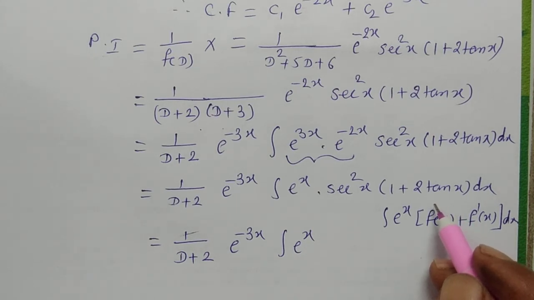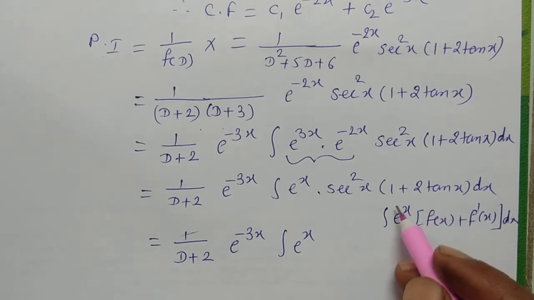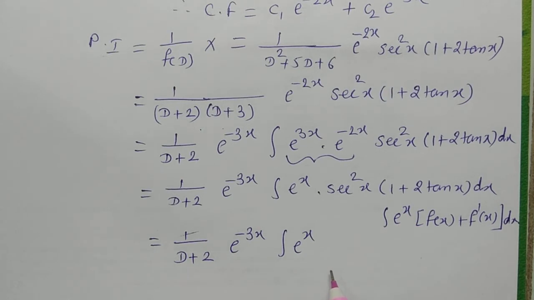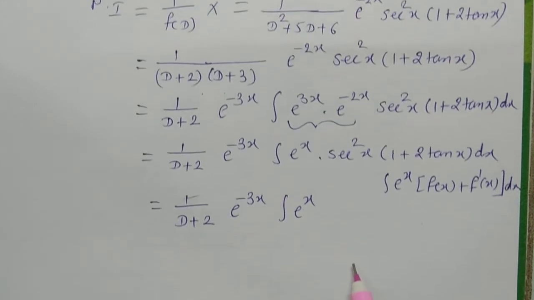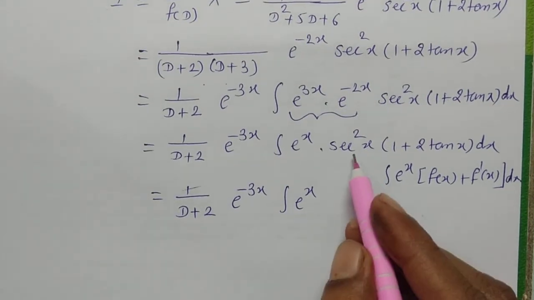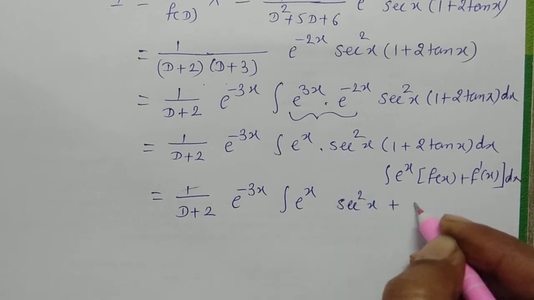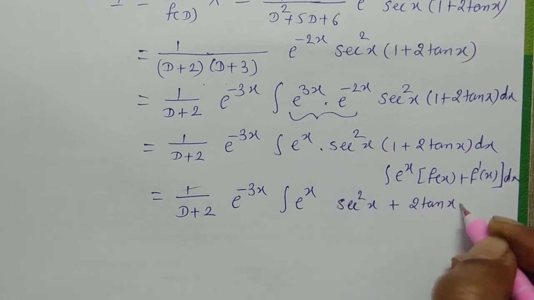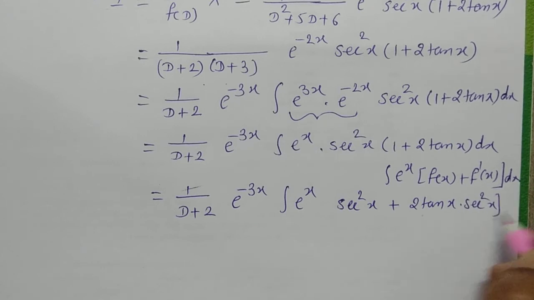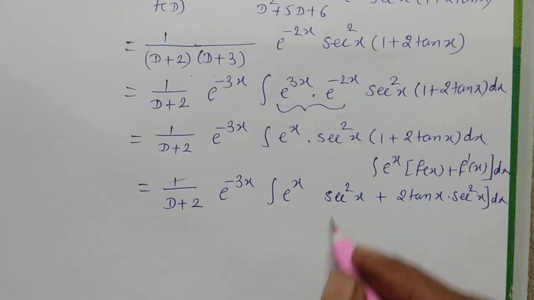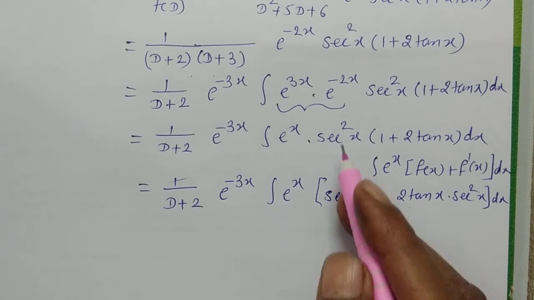But here we have to make one adjustment so that we can solve it further. We will multiply this bracket by this sec squared x. Okay, so we'll write sec squared x plus 2 tan x into sec squared x dx. See what we have done? We have taken the product.